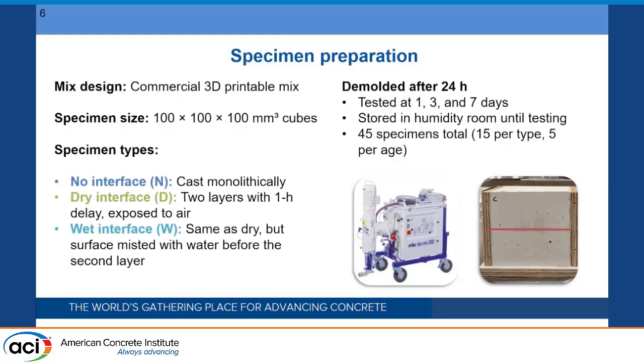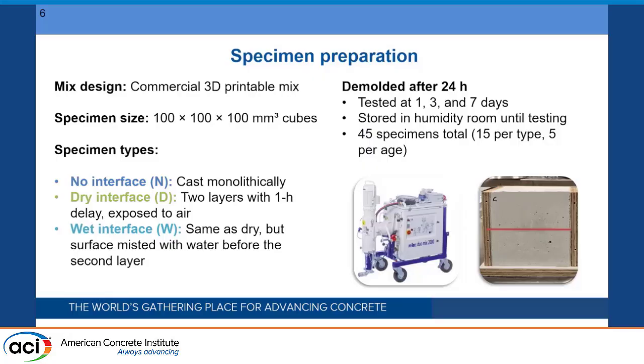This slide shows how we prepared the specimens. We used a commercially available 3D printable mortar. The specimens were cubes with a side of 100 millimeters. I should mention here that rather than printing the mix, we decided to cast the 3D printable mix into molds in 2 layers. The reason that we did this was that at this stage we wanted to limit the number of interlayers to 1 only.